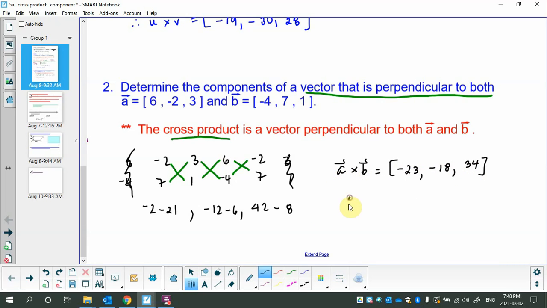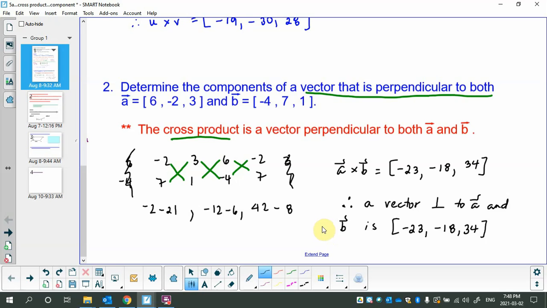So I can now say the actual answer, which is a vector, and I'm going to remind you of a symbol, a vector perpendicular to both vector A and vector B, is this vector that we just created using the cross product. So the cross product and this perpendicular vector are exactly the same thing.